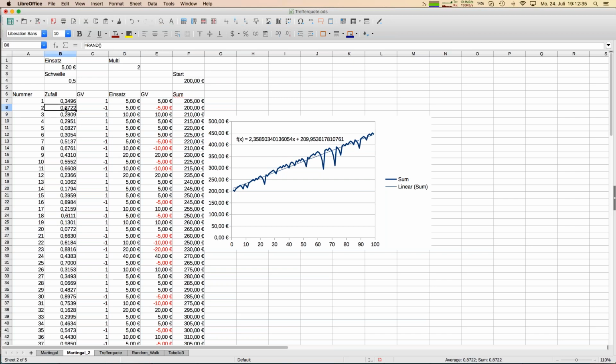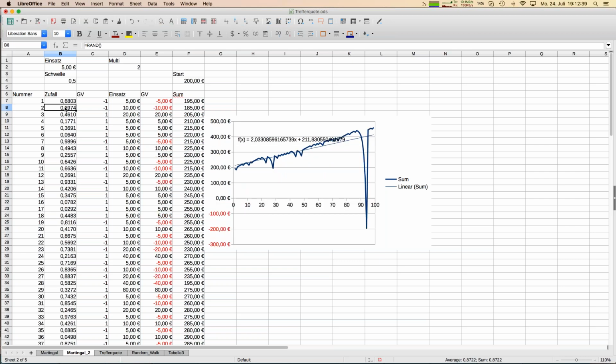I simply press F9 and we get a new sequence. Let's see what happens. Oh God. It starts quite well. So we have here in total 100 of those sequences, and our account went up. Perfect, very good. And then we have that kind of event.